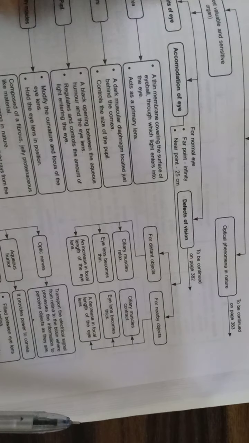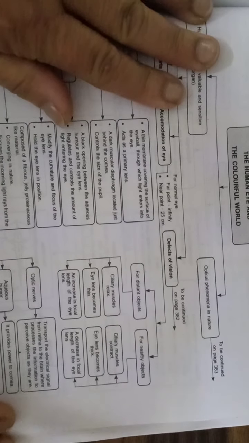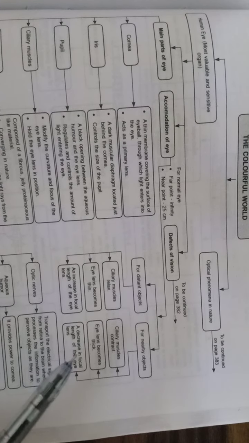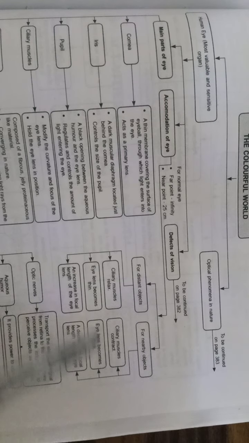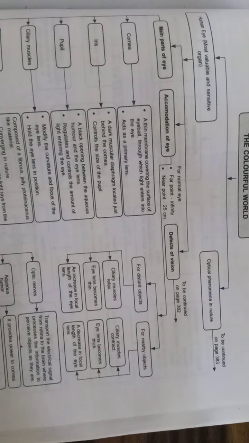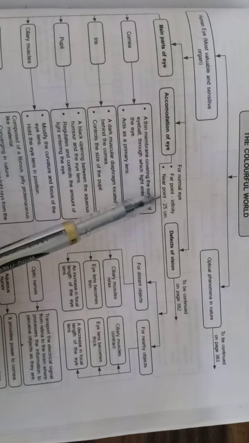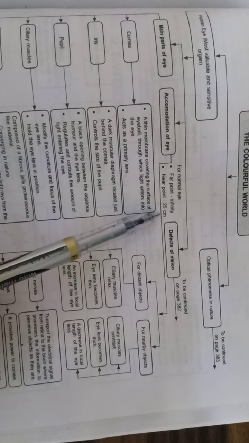Now after this, you have studied about the accommodation and the power of accommodation. Accommodation means adjustment of focal length for far point and the near point. The far point of the eye is infinity and the near point is 25 centimeter.